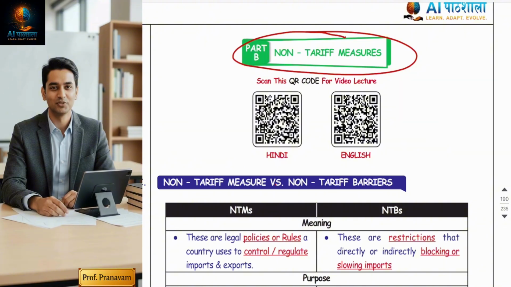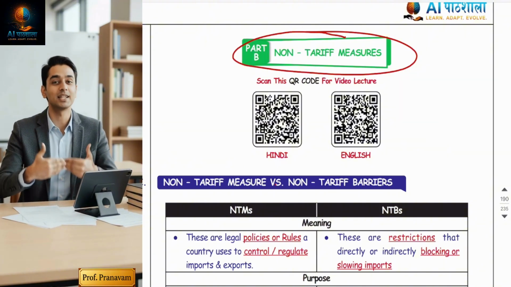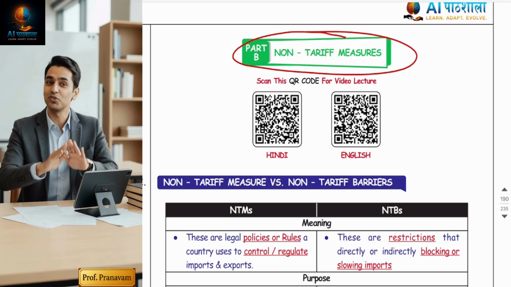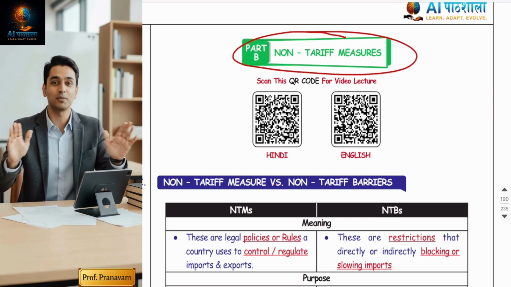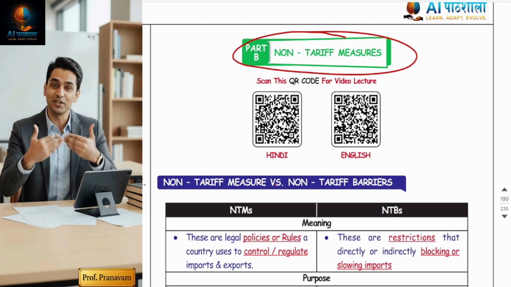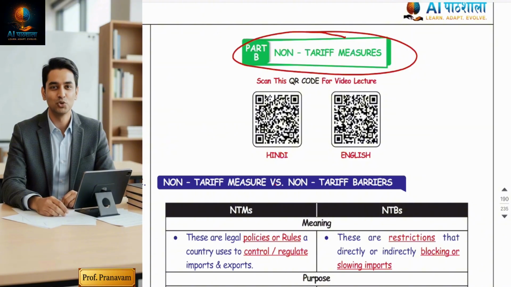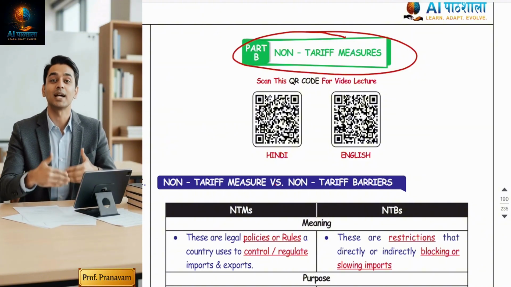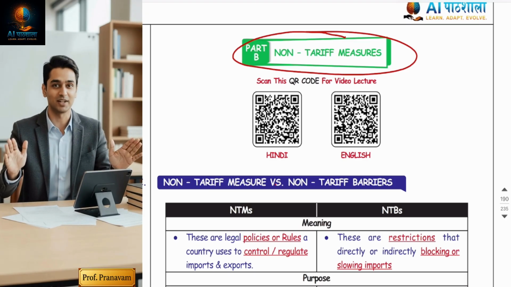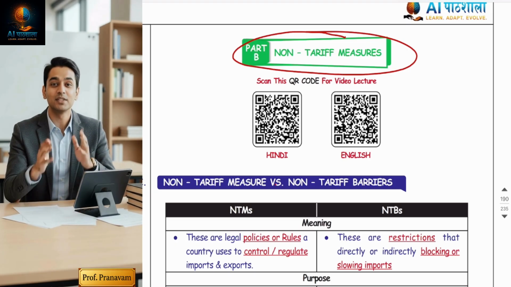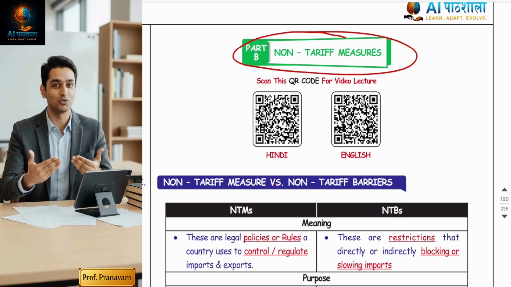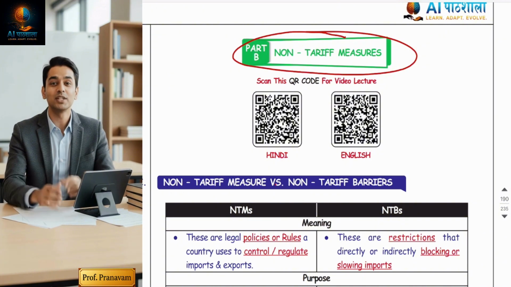Yes, part A was tariff measures, which were taxes on the border, and now we are going to learn how to restrict imports without imposing taxes. That is non-tariff measures. Guys, these measures do not look like taxes, do not always violate trade rules, but still control, slow down, and block the trades. Remember this mantra before we begin. Tariffs are loud restrictions. Non-tariff measures are silent restrictions. Now let us understand them step by step.